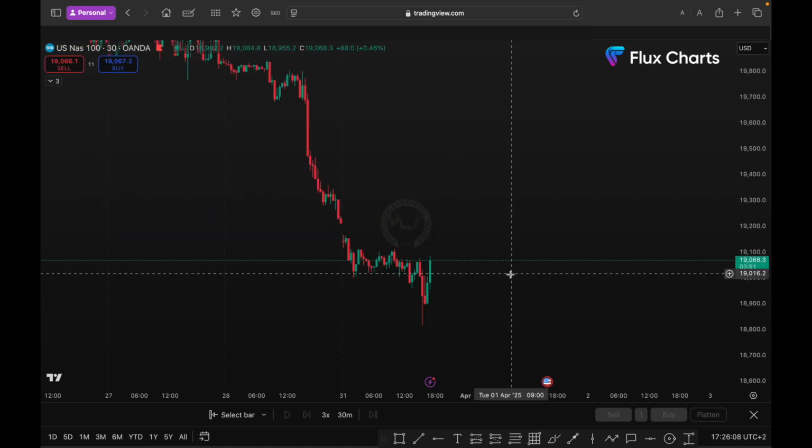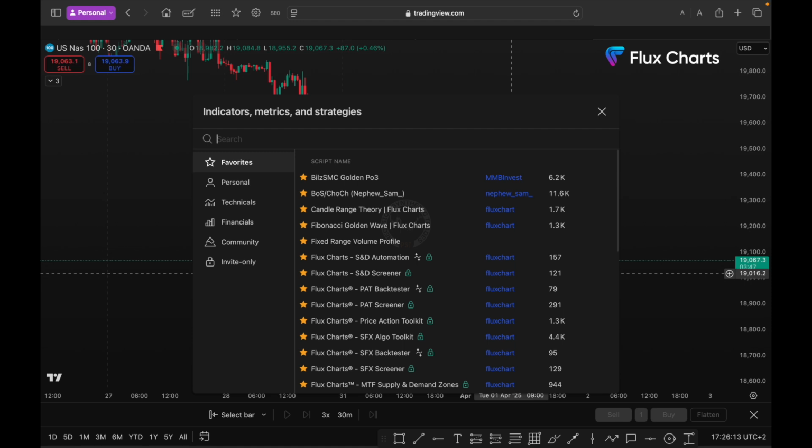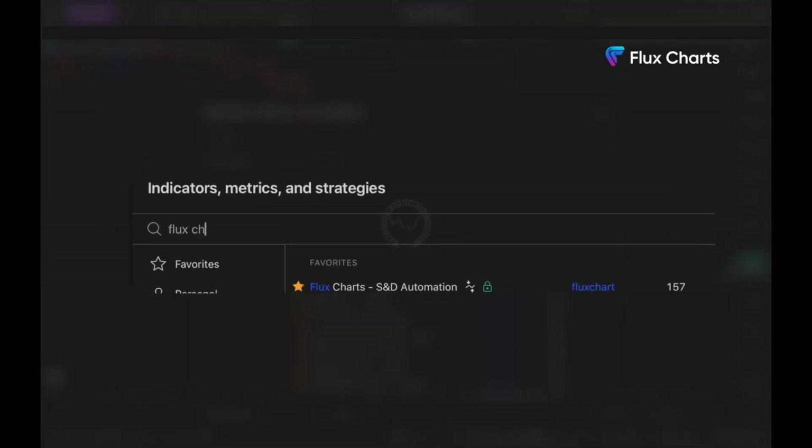If you want the indicator, you go to indicators, you type in Flux Charts inverse fair value gap, and you're going to choose this one right over here, and you're going to add it to your chart.